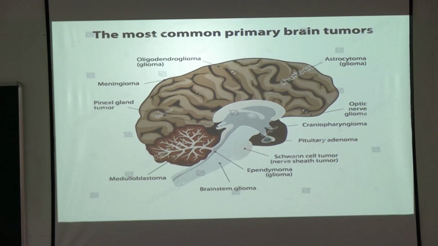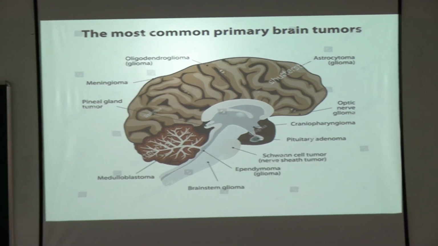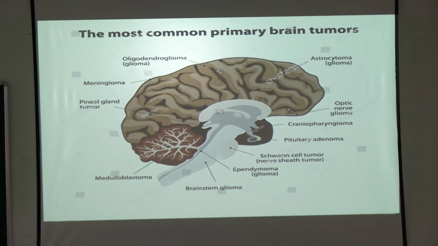So, anatomically different structures of the brain produce different tumors, and the clinical presentation depends upon the vital structure that is obstructed by the tumor.